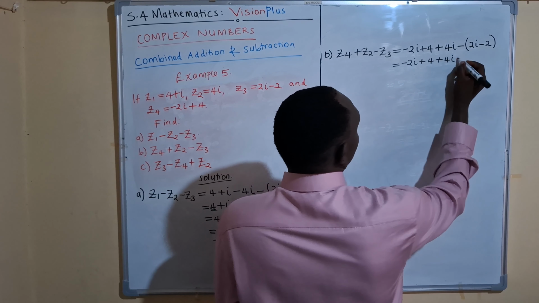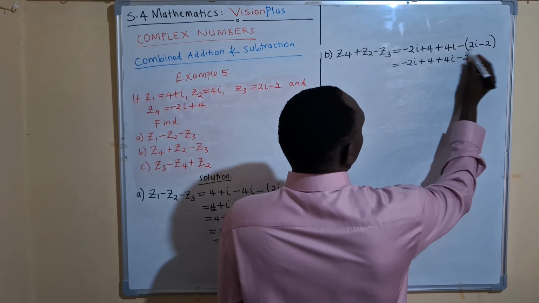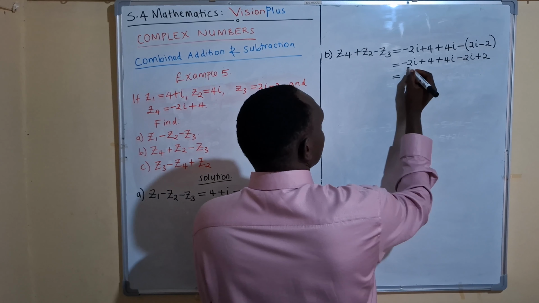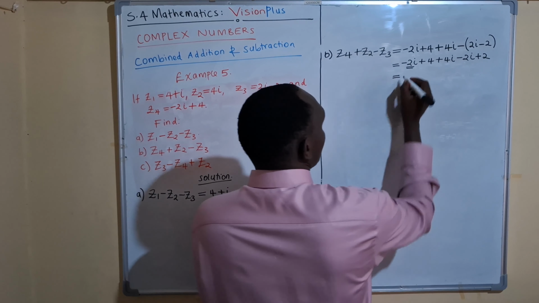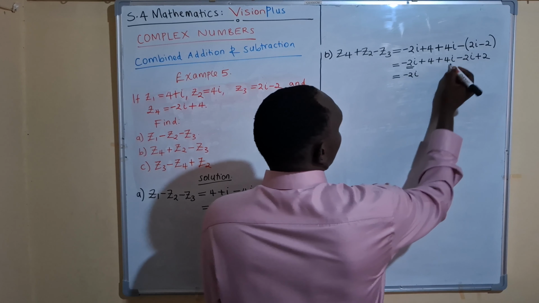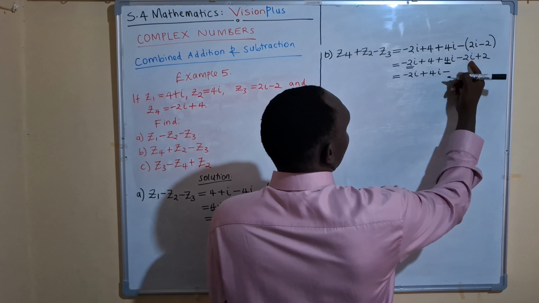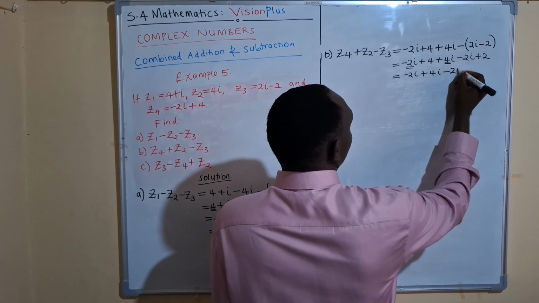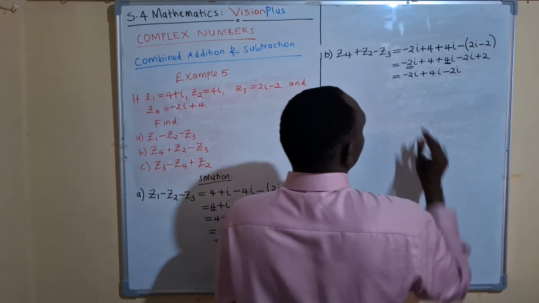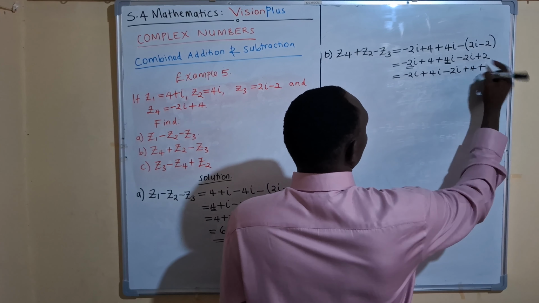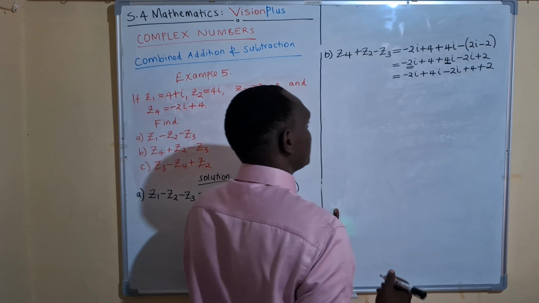Negative 1 times 2i is negative 2i. Negative 1 times negative 2 is positive 2. Collecting the like terms, let me begin with the imaginary parts. I have here negative 2i. I have positive 4i, so plus 4i. And again I have negative 2i, so minus 2i. And then adding the real parts, that is 4 is positive plus 2 as it is positive.